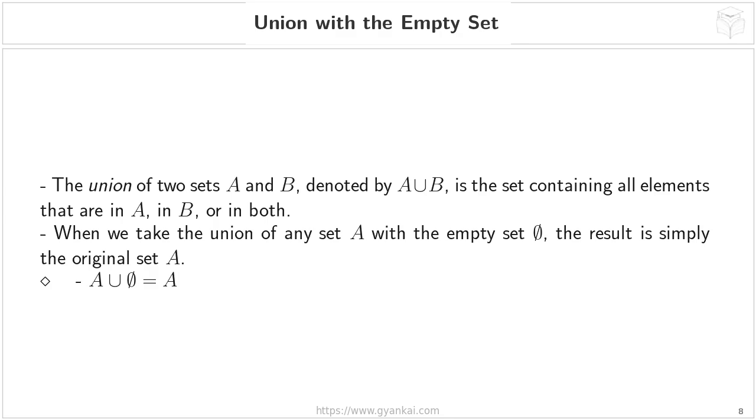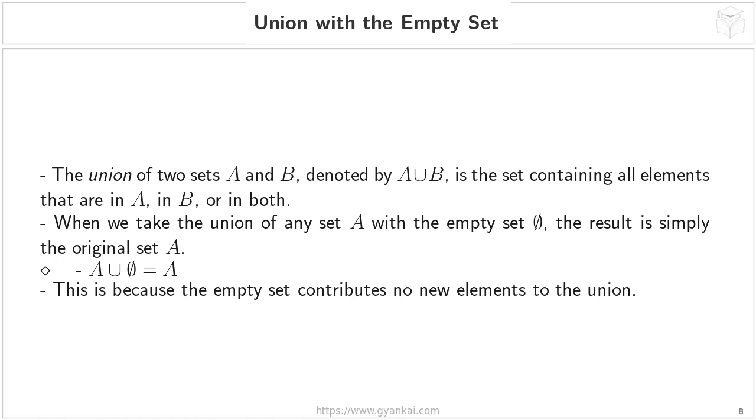The slide then focuses on what happens when we take the union of any set, let's call it A, with the empty set, which we've been denoting as phi, or just using curly braces to represent it as an empty set. The crucial point here is that the result of this union is simply the original set, A. We write this mathematically as A union phi equals A.